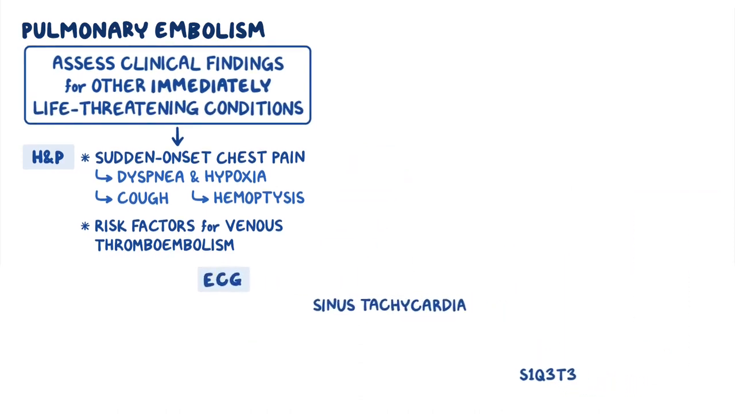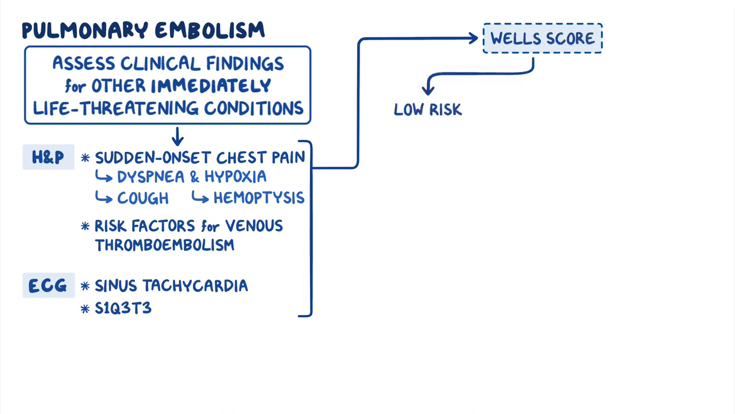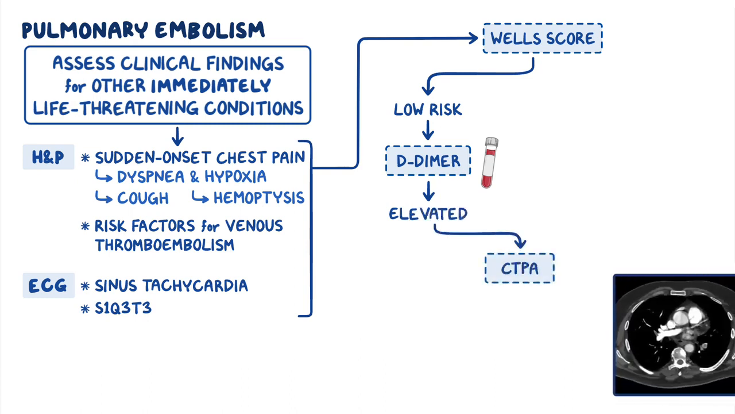Now, if you suspect PE, you should first calculate your patient's Wells score. This tells you their risk of having a PE. In low-risk patients, order a D-dimer. If the D-dimer is normal, you have ruled out PE with excellent negative predictive value. If the D-dimer is elevated, get a CT pulmonary angiogram, or CTPA.